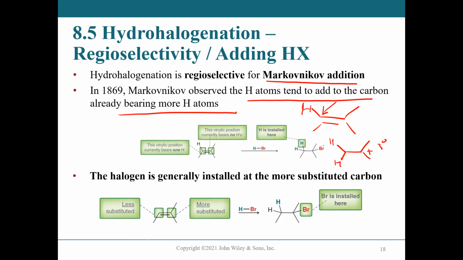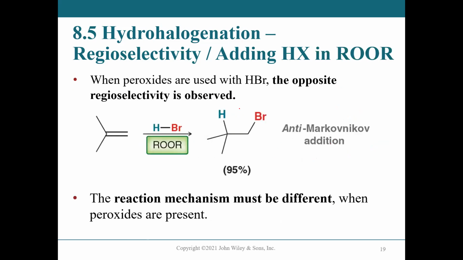But you can make it so that you get the anti-Markovnikov addition, and they show it to you on the next slide. It says when peroxides are used with HBr, the opposite regioselectivity is observed. So if you don't want to put the bromine right here, then you can know that if you use these reaction conditions, you can get the bromine on the other side. It says the reaction mechanism must be different when peroxides are present.